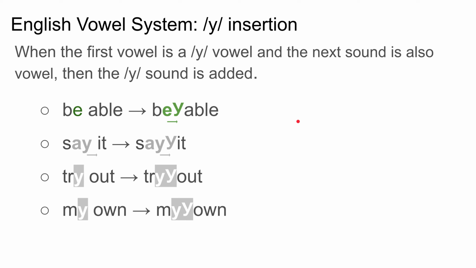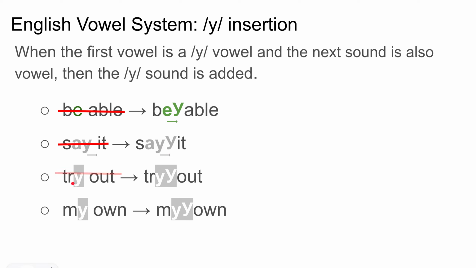There's something interesting to note. When there are 2 words and the last vowel of the first word ends with a Y, it's an I vowel, and the first letter of the second word is a vowel, then the Y sound is added. So for example, we don't say be able, we say be-yable. You can hear that Y being added there. We don't say say it, we say say-yit. You can hear that Y sound being added.